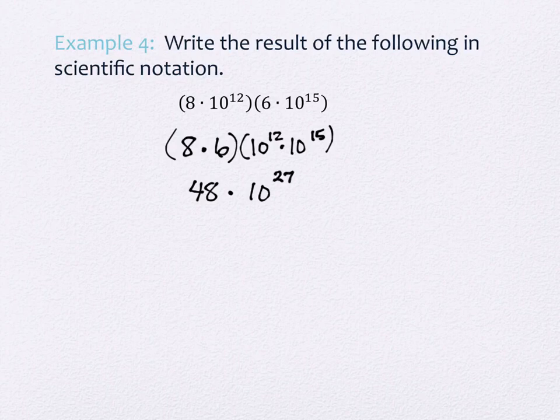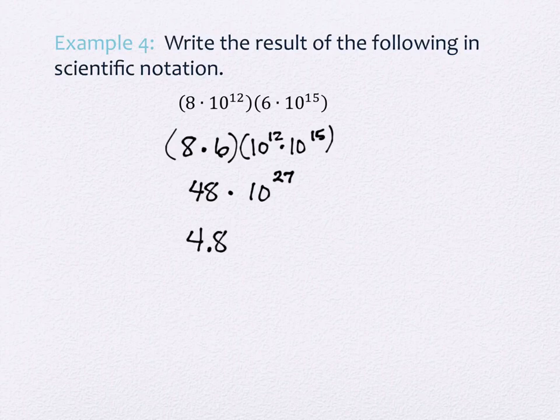27. Now, we've done the hard part, but my answer's not finished. Why isn't this done? Yeah, the 48 is bigger than 10. Sometimes when you do this multiplication, it'll still be within the number 10, like a 9.2 or something, and you're fine and you're done. But this one's just not. It ends with a 48 down here, and 48 is not a number between 1 and 10. So where would I really want the decimal point to be instead? Yeah, between the 4 and the 8.